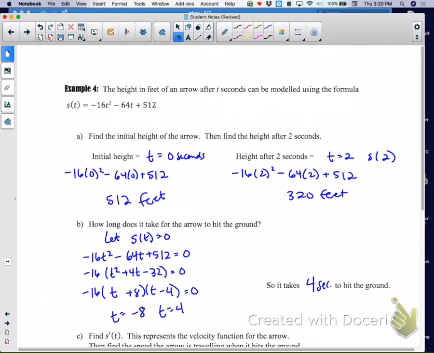Now, why do you get a negative answer? Well, your arrow is starting at a peak. I'm starting at 512 feet. So if you go backwards in time, which again doesn't make any sense, that's where you're going to see it be at 0 on the left of the, say, y-axis. But again, that doesn't make any sense.